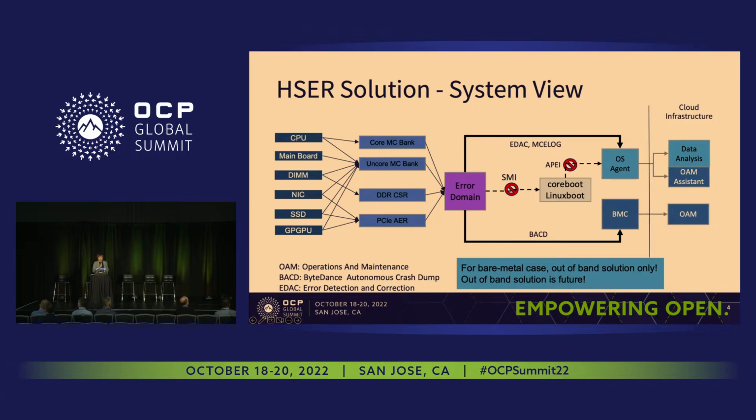Okay, let's move on. Different from traditional error reporting, both in-band and out-of-band error reporting play big roles in our solution. Out-of-band BMC handles a small amount of data, which is mainly used for operation maintenance. In-band OS handles a massive data quantity as well as details. It's usually used for data analysis and assisting operation maintenance. Just for your information, because of the nature of bare metal systems, out-of-band is the only solution for those types of systems.